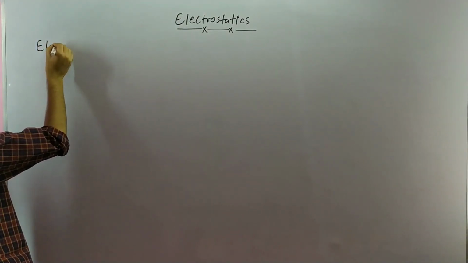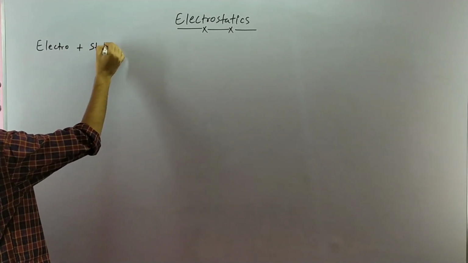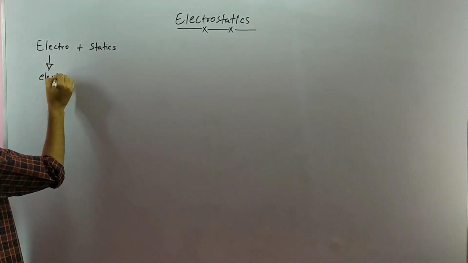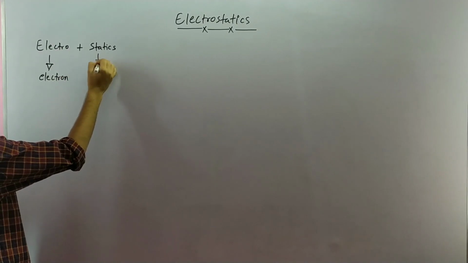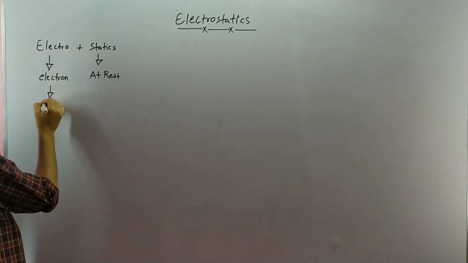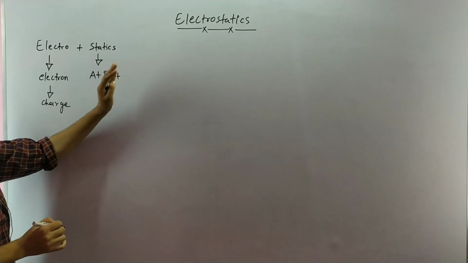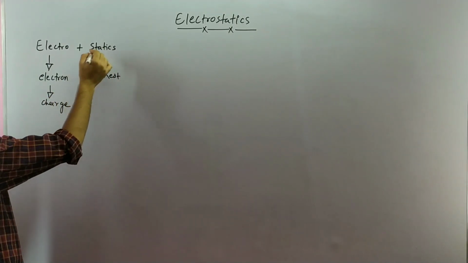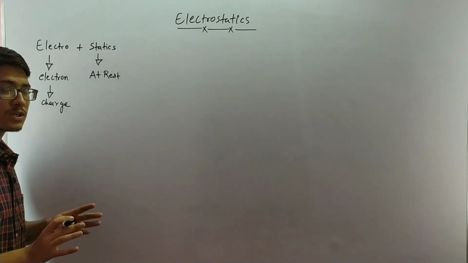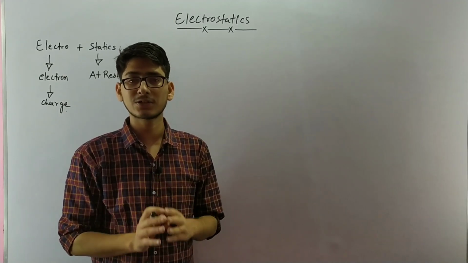It can be broken down into 2 words, electro and statics. Electro refers to electron and statics refers to at rest, where electron is a charged particle. Now we can conclude from this discussion that electrostatics means charge at rest. So this is the basic assumption which we have to consider whenever we are studying the topic electrostatics.